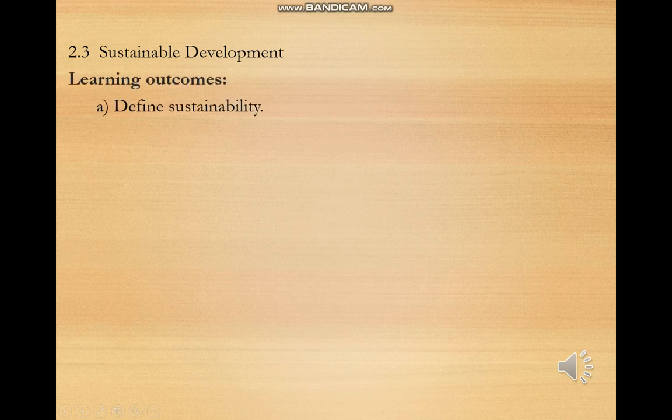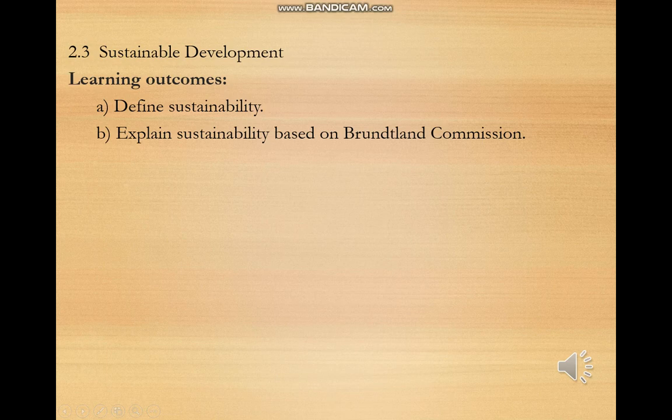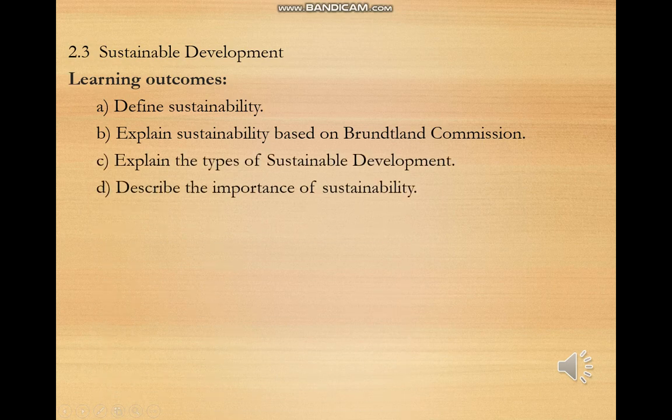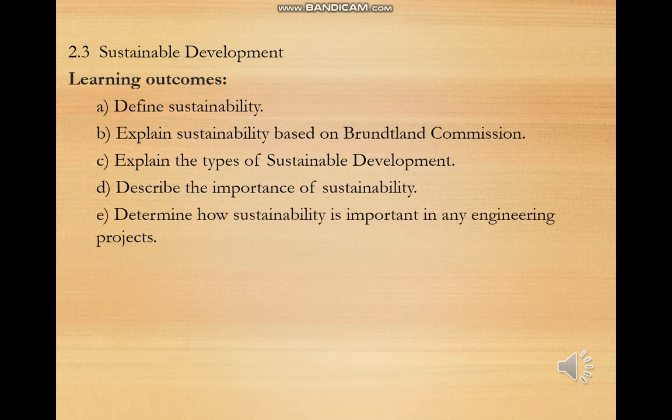Sustainable development. Learning outcomes. A. Define sustainability. B. Explain sustainability based on Brundtland Commission. C. Explain the types of sustainable development. D. Describe the importance of sustainability. E. Determine how sustainability is important in any engineering projects.